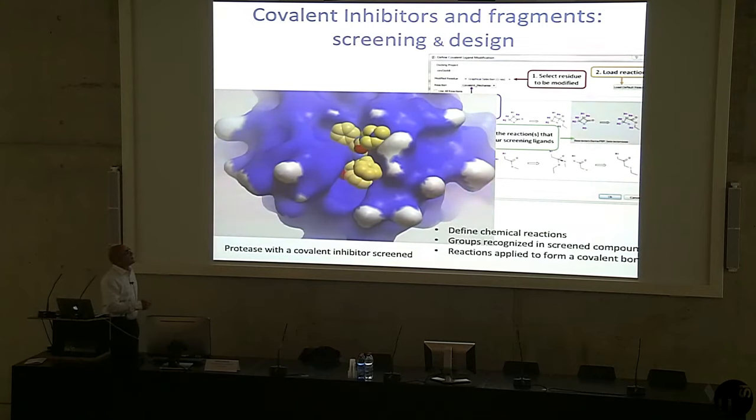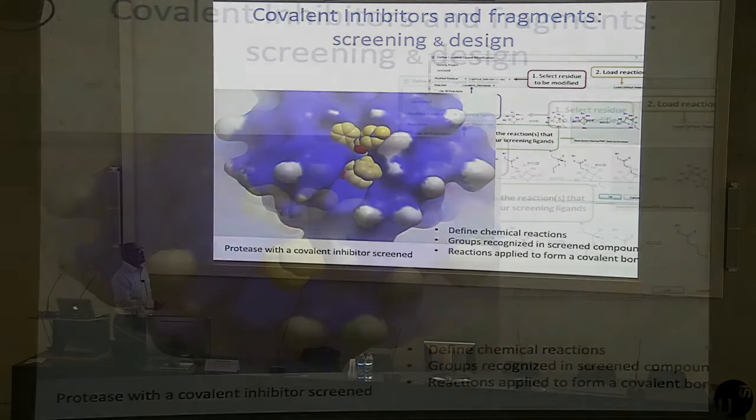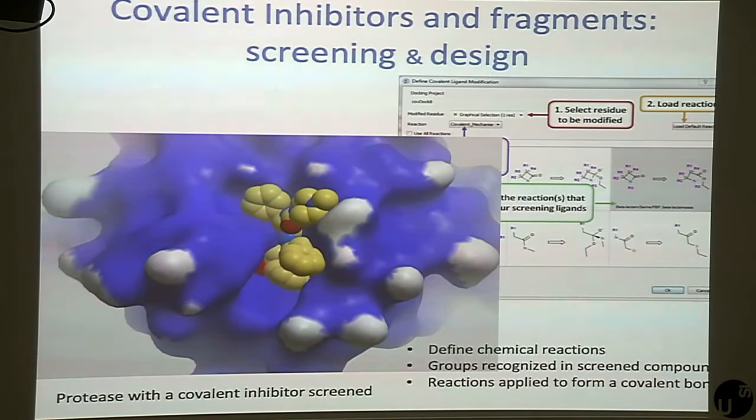So now we developed this extension. Basically, in ICM, there is an extension where you define a set of reactions which I allowed, and then you take a bunch of ligands. And if the method identifies the fragment which can form this chemical reaction with, let's say, cysteine, it will covalently attach it and will start sampling in the covalent state. Because if you have a covalent bond, it's very restrictive. At least you know one anchor point. You don't need to dock the whole thing.